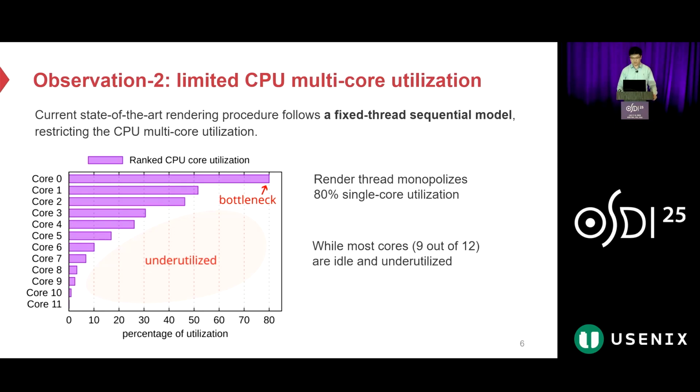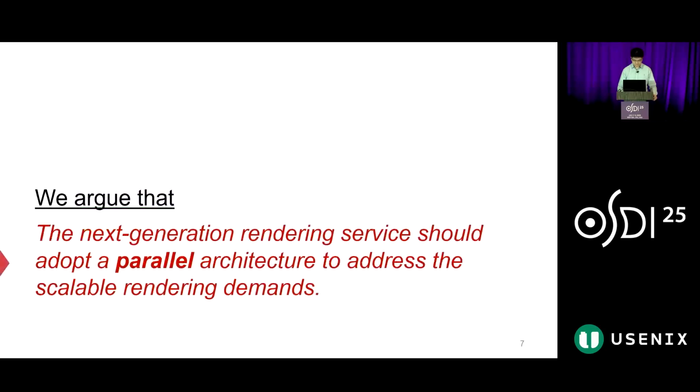The current predominantly sequential rendering model fundamentally prevents the system from taking advantage of the powerful multi-core processors available in modern chipsets. Based on the two observations, we argue that the next generation rendering service should adopt a parallel architecture to address the scalable rendering demands, particularly as Moore's law slows down, which restricts single-core performance.